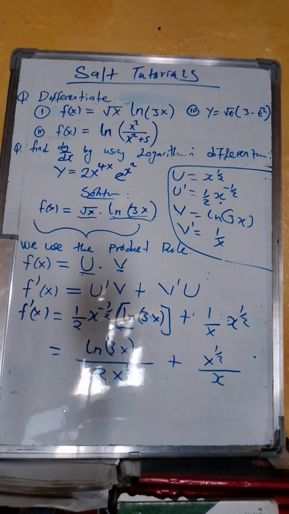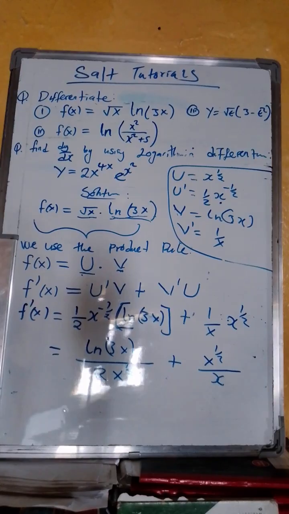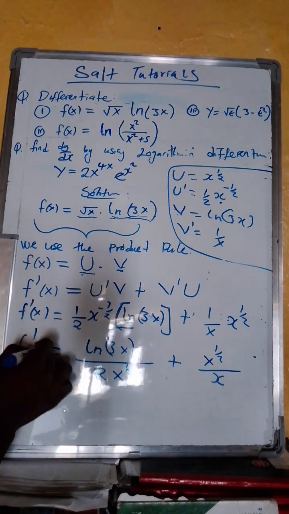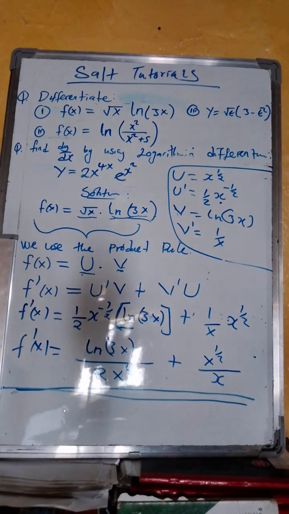As simple as that. If you wish to, obviously, this can be simplified further, x power 1 over 2 divided by x. Even just here, it's still okay. At least it still makes sense. Something like that. So that is the derivative of f of x equals the root of x multiplied by natural log of 3x. As simple as that.